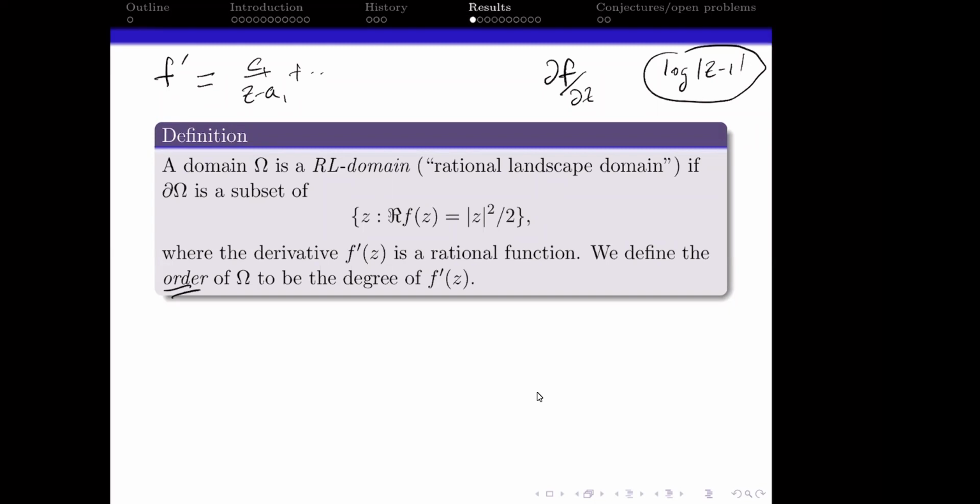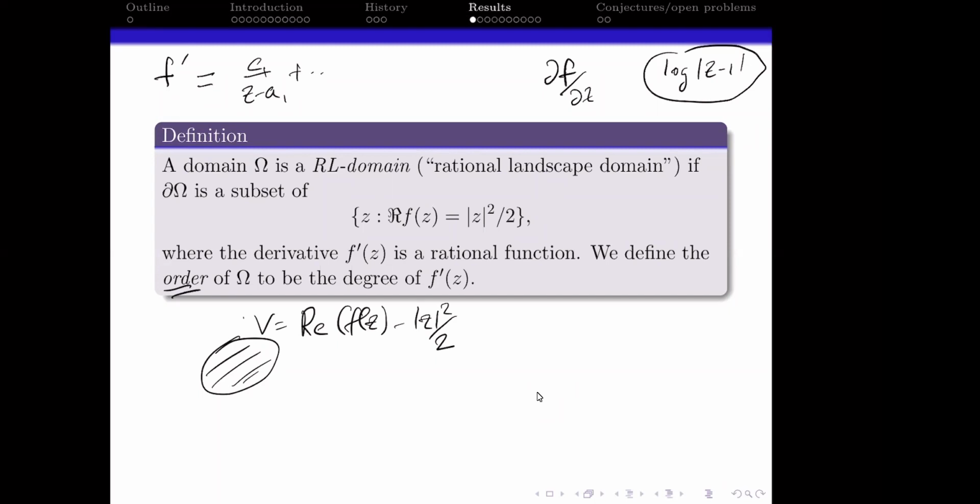So how do we get a domain? The boundary is the set where real part f is mod z squared by 2. You choose the domain to be the component where real part f is bigger than mod z squared by 2, so it is 0 on the boundary. If you set v to be real part f of z minus mod z squared by 2, then the domain is the set where v is bigger than 0.